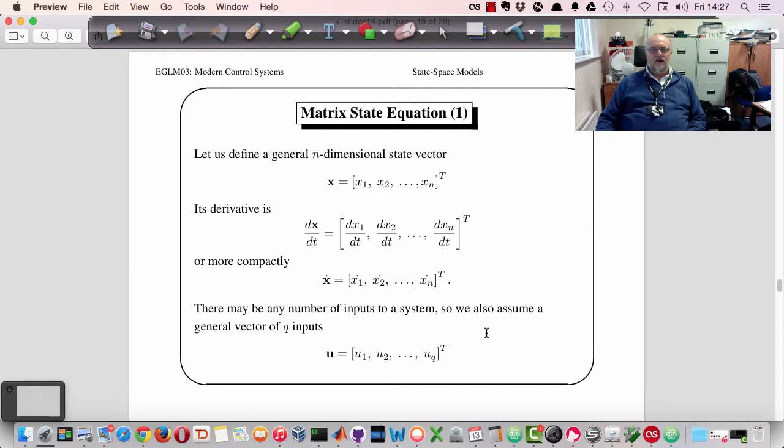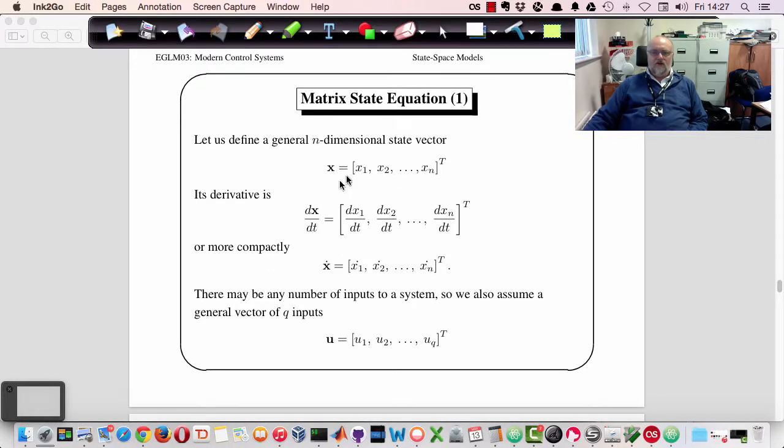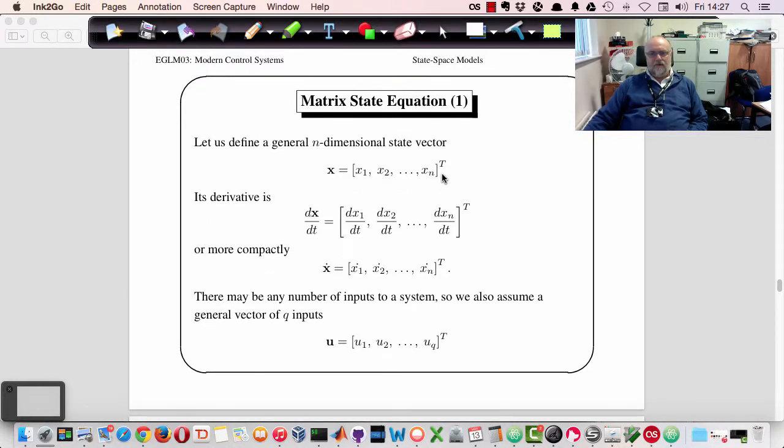So let's look at the general state equations. We basically start with a state vector. The state variables here are written with the transpose operator, because this is actually a column vector. The derivative is simply dx by dt, and for shorthand we call them x1 dot and x2 dot and so on. There can be any number of inputs to a system, so we represent that again by a column vector of inputs, and there'll typically be n states and q inputs.